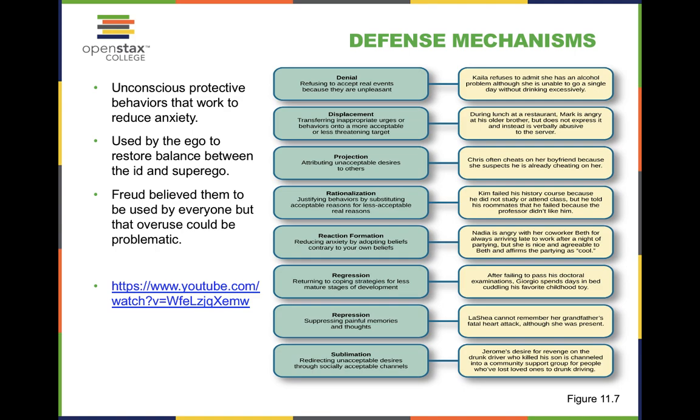Rationalization. This is whenever we justify behaviors by substituting acceptable reasons for less acceptable real reasons. So for the example to the right, Kim failed his history course because he did not study or attend class, but he told his roommates that he failed because the professor didn't like him.